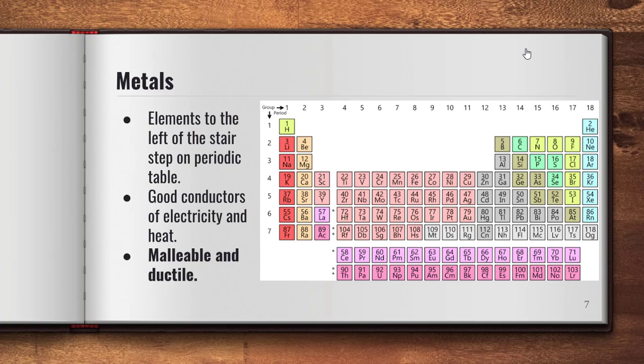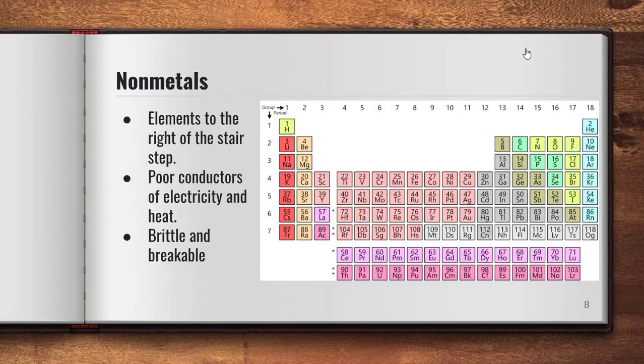So copper, for example, is used very frequently in wire to conduct electricity. So all of the metals are, again, to the left of the stair step, and they're malleable and ductile. We can bend them and mold them and shape them. Some are easier to shape than others. Some require a little bit of heat in order to shape them, but all metals are malleable and ductile to an extent.